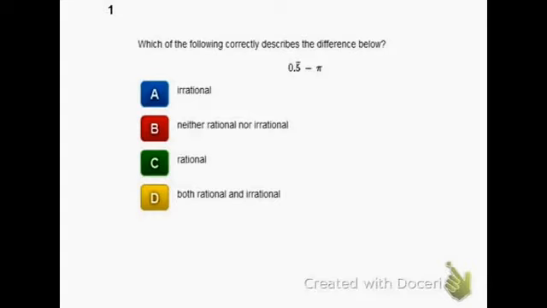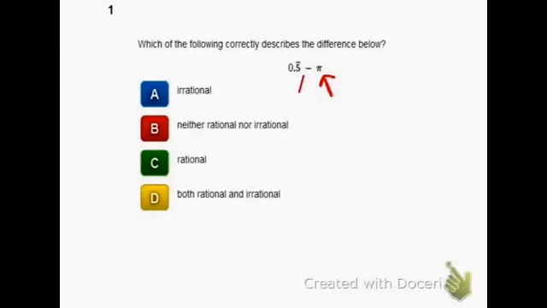Which of the following correctly describes the difference below? 0.5 repeating minus pi. Now remember, 0.5 repeating is a rational number, and pi is an irrational number. If I subtract 0.5 repeating from pi, I can put that into my calculator in mode 1.